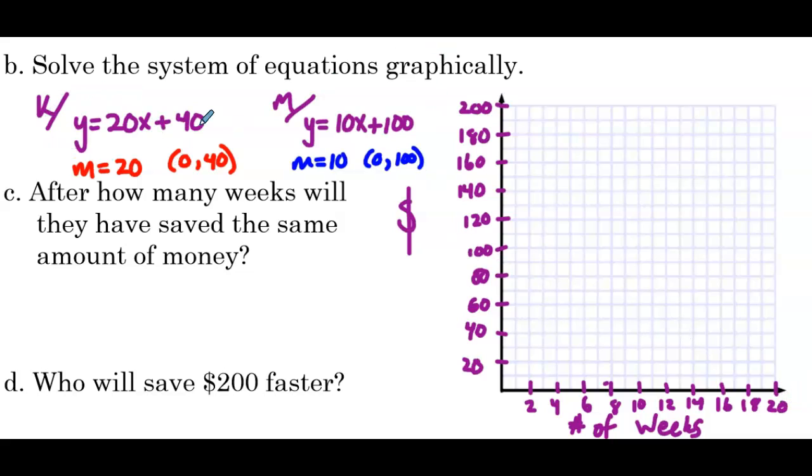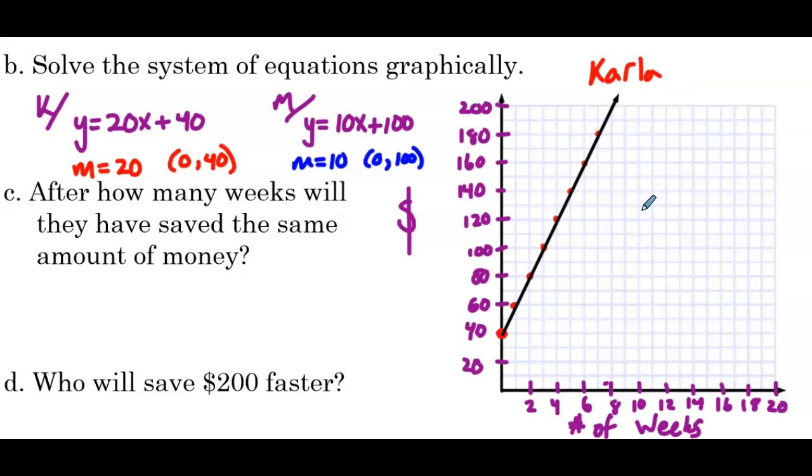Okay, so we'll start by graphing the line to represent Carla. So we have (0, 40), so there's our y-intercept, slope of 20. So based on our scale, a slope of 20 is up 2 boxes over 1. Up 2 boxes over 1, and we'll continue that pattern. And then we'll graph our line. Okay, so that's going to be Carla.